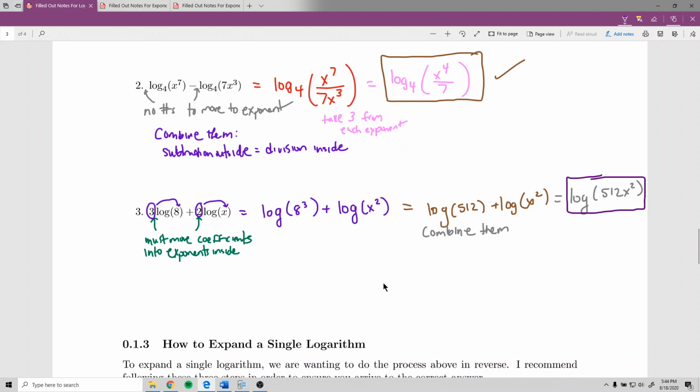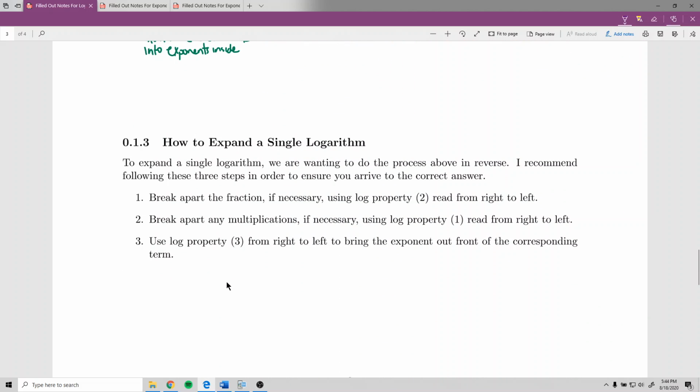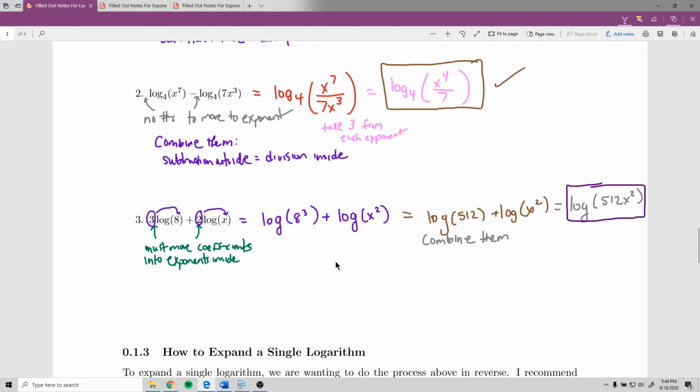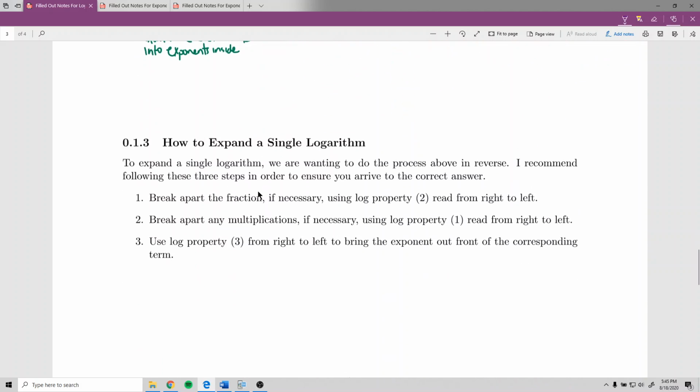If you take MAC 1140, we'll dive deeper into log rules. All right, so the other thing is expanding them, how to break logs apart. Imagine I started with this example here from number 2, my answer, and I wanted to get back to the beginning. How would I get there? Well, the way you expand is the exact opposite order of contracting.